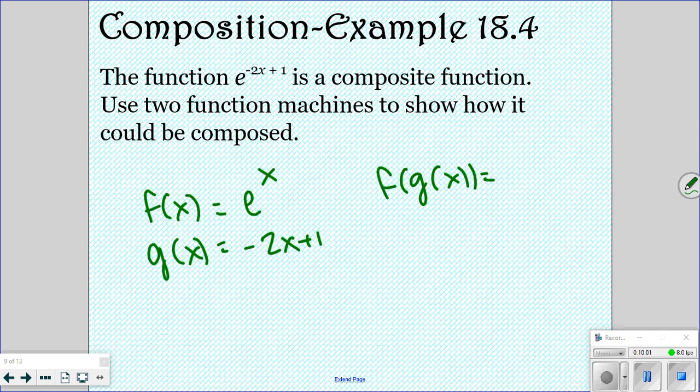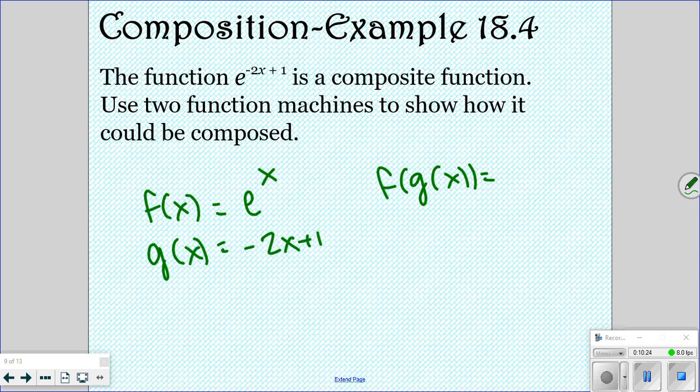There are other ways to do it. However, you want to be careful that you're not just saying one of them is x and one of them is e to the negative 2x plus 1. If you just say one of your functions is x, it's probably not going to work. So that would be one possible acceptable composite function for that one.